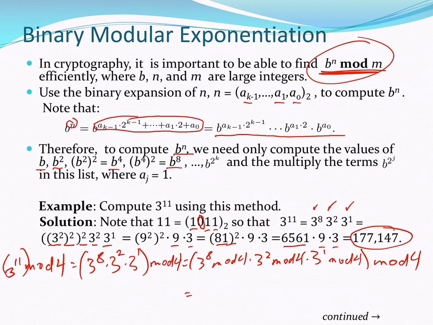And 3 to the 8th mod 4, that's 6561 divided by 4, remainder is going to be a 1. And 9 divided by 4, remainder is 1. And 3 divided by 4, remainder is 3, to give me 3 mod 4. And the beauty of this approach is that we never had to calculate a number as large as 177,000. We only had to deal with smaller numbers using this modulus of internal factors.